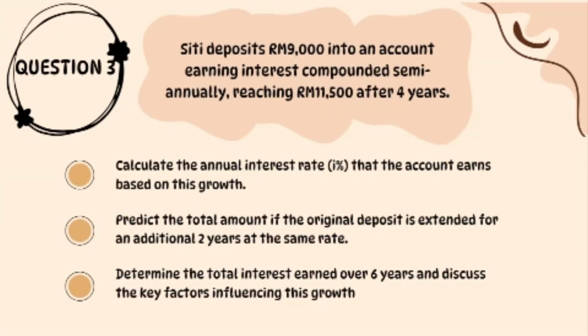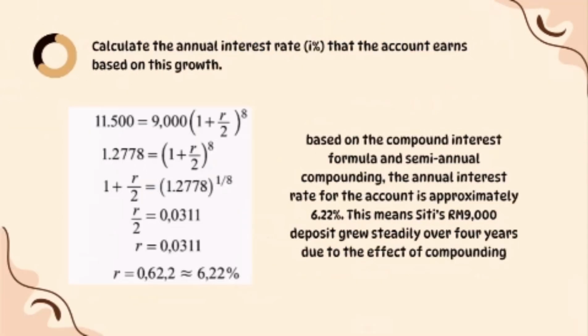Now we are going to question 3. Siti deposits 9,000 ringgit into an account earning interest compounded semi-annually, reaching 11,500 ringgit after 4 years. First question. Calculate the annual interest rate that the account earns based on this growth. Based on the compound interest formula and semi-annual compounding, the annual interest rate for the account is approximately 6.22%. This means Siti's 9,000 ringgit deposit grew steadily over 4 years due to the effect of compounding.